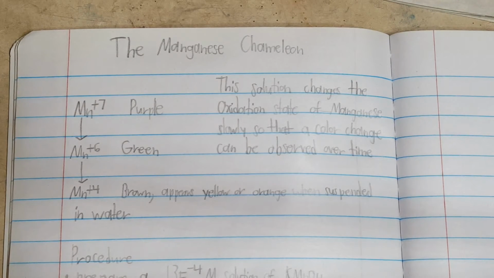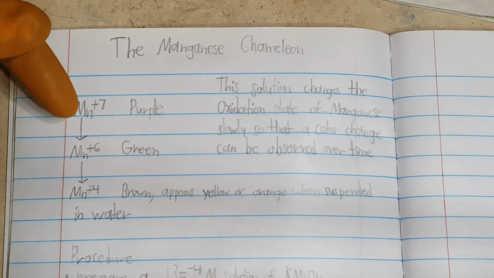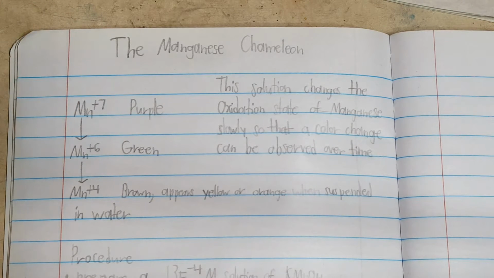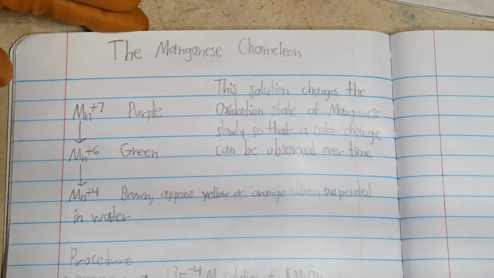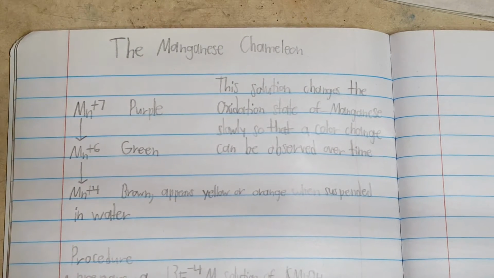So allow me to further explain what an oxidation state is. An oxidation state is an electrical charge. Depending on what electrical charge you're dealing with and what element you're dealing with, it will absorb and reflect different wavelengths of visible light. And of course, the different wavelengths of visible light will have different colors. So, the way you change an oxidation state is you can add or remove electrons.